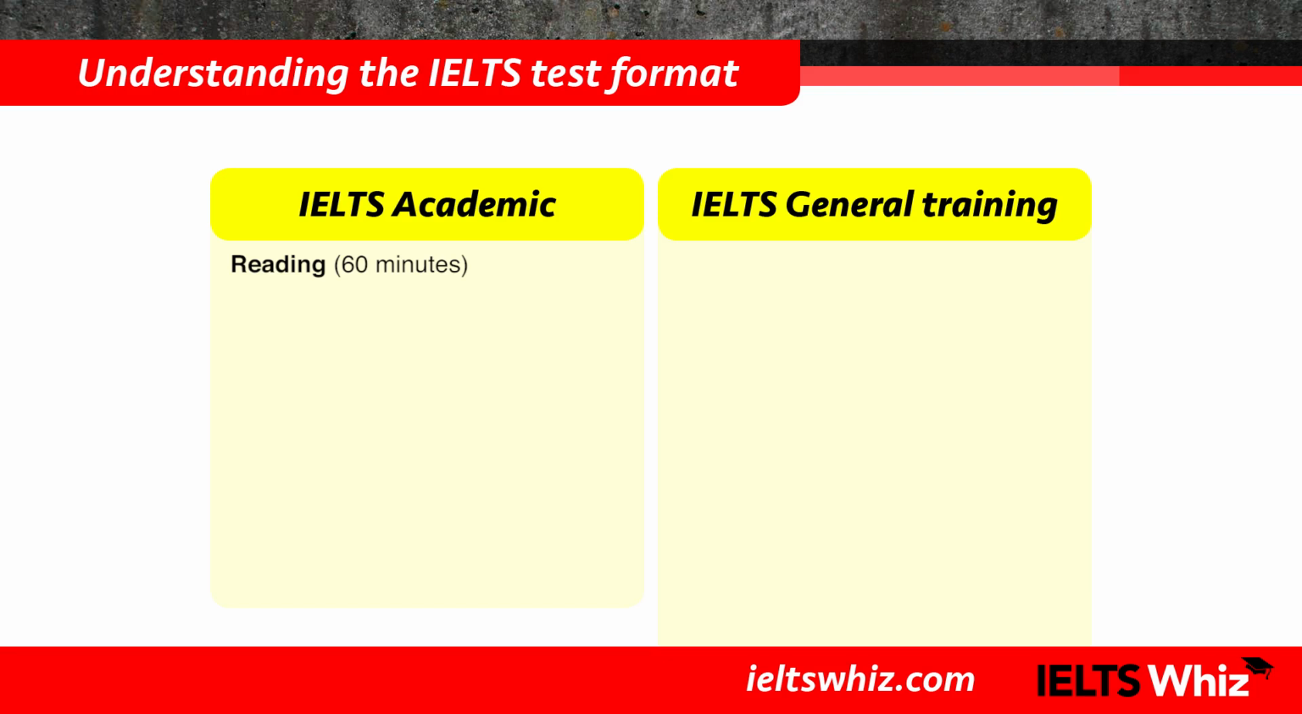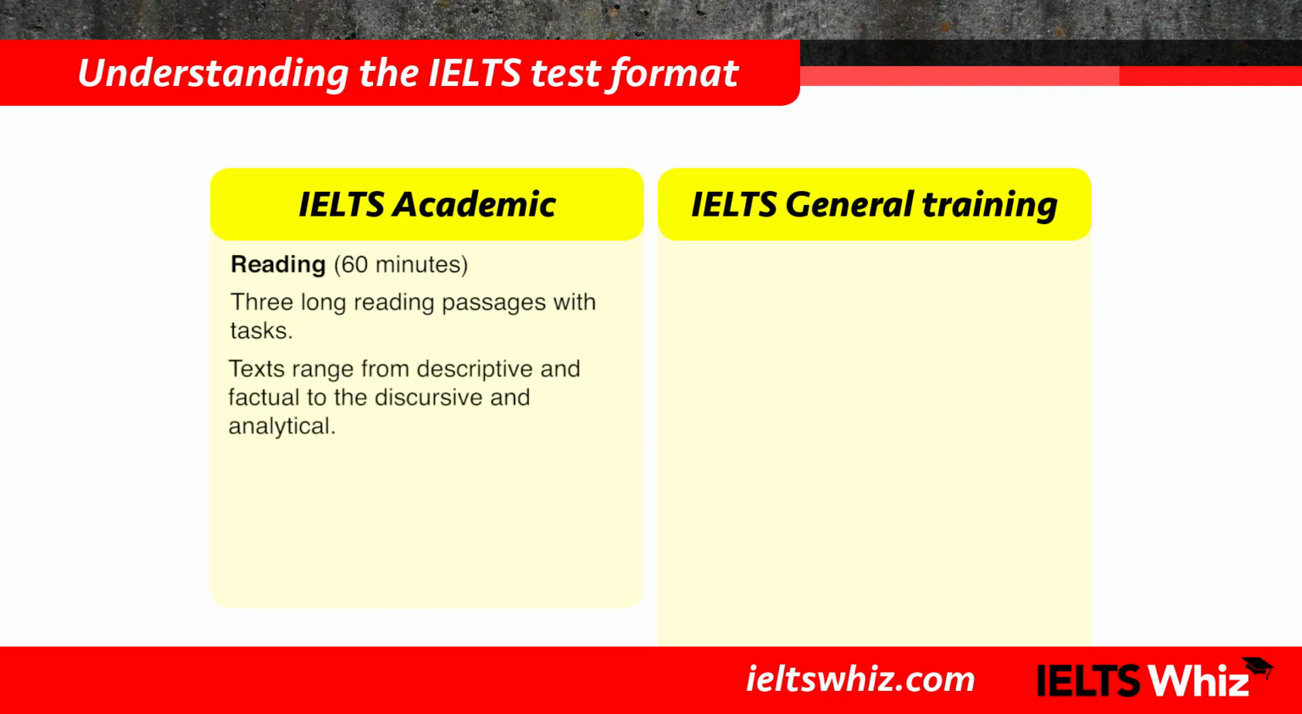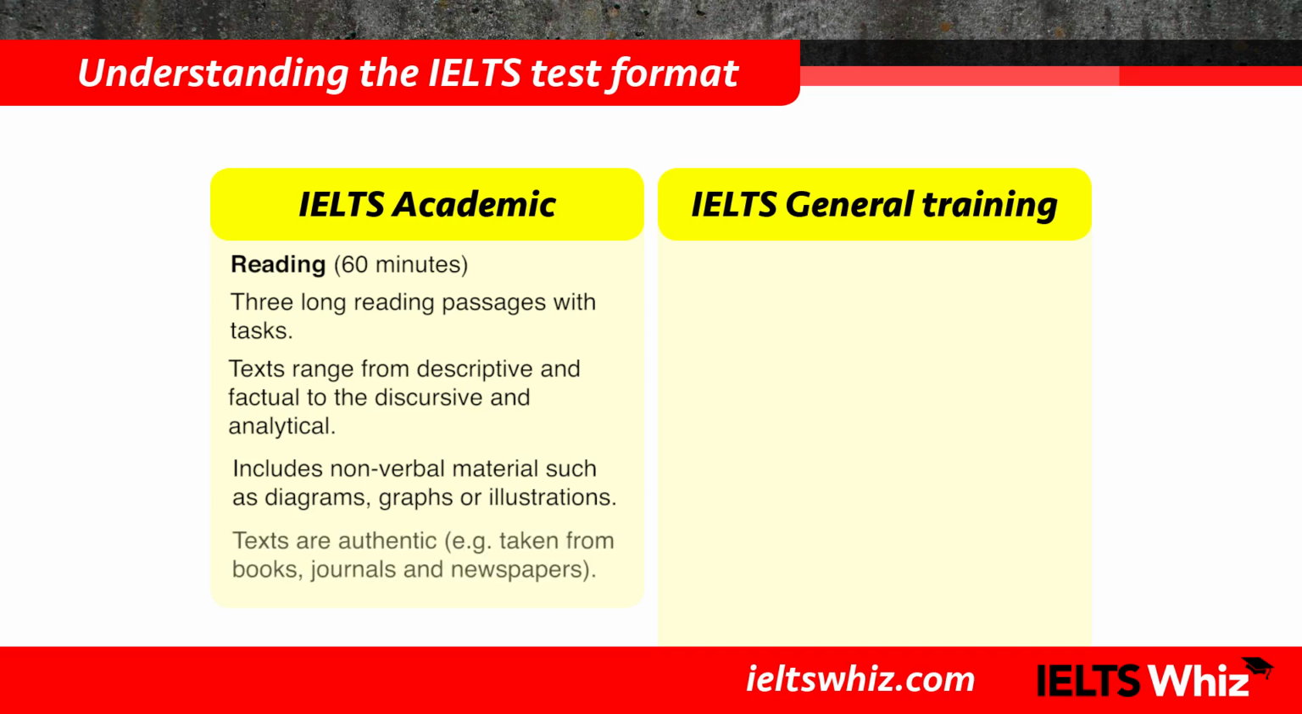The Ielts Academic reading test takes 60 minutes, and during this you will read 3 long reading passages with tasks. The text you read may range from descriptive and factual to the discursive and analytical. Some of the reading material that is included is non-verbal material, such as diagrams, graphs, or illustrations. The texts you read are authentic or real and have been taken from books, journals, and newspapers.